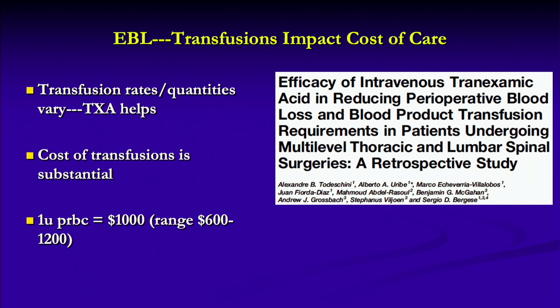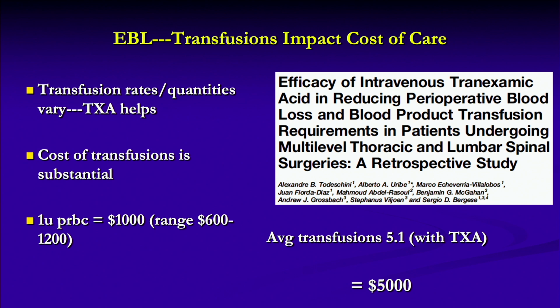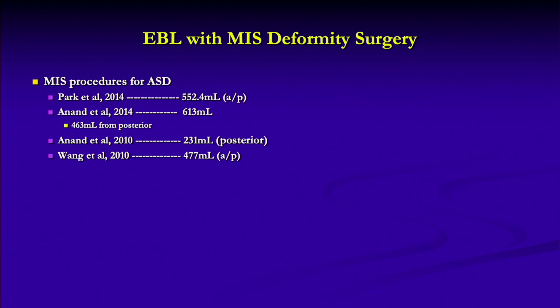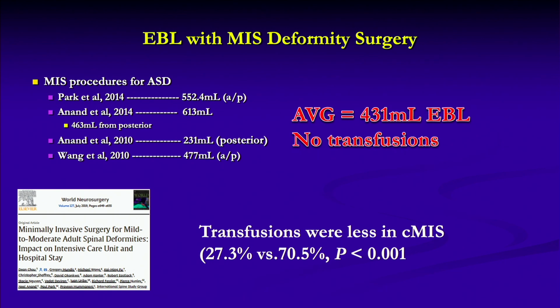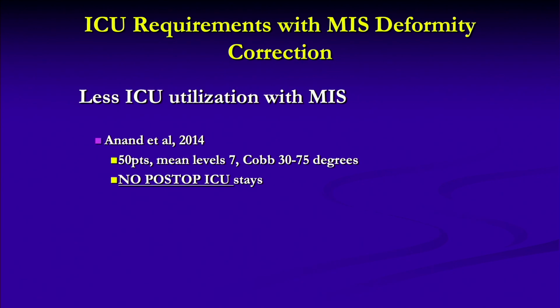This is a paper looking at TXA specifically and it driving the cost down. But even in this paper where they use TXA, the average number of transfusions is about 5 with deformity surgery, which translates into about a $5,000 cost driver on average per patient. With MIS, it definitely goes down. These early papers, granted with milder deformities, essentially had no transfusions. With a little broader group, with our open versus MIS comparison, you can see the transfusion rates were considerably divergent, but there were still some in the MIS group, around 27% versus 71%.